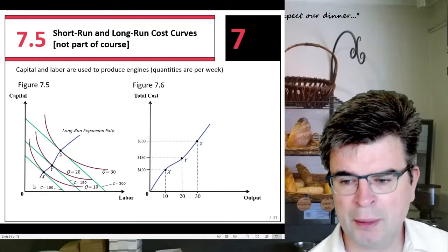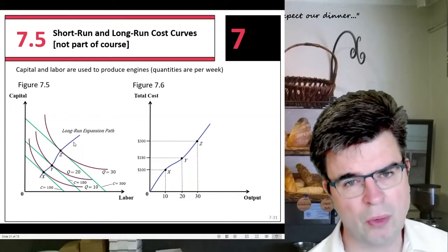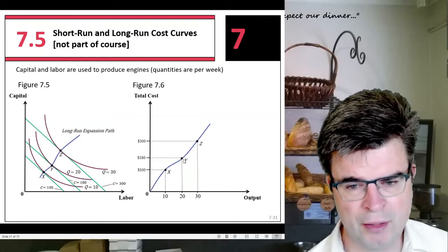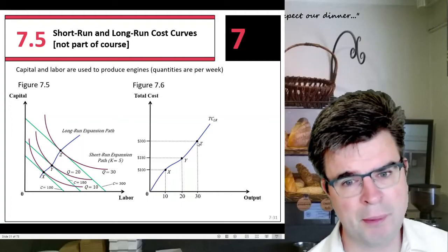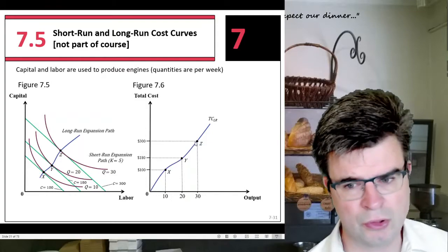Then on the left panel, you can connect the optimal points, and you get something called the long run expansion path. You can also connect the dots in the right panel, and you get the long run total cost function.